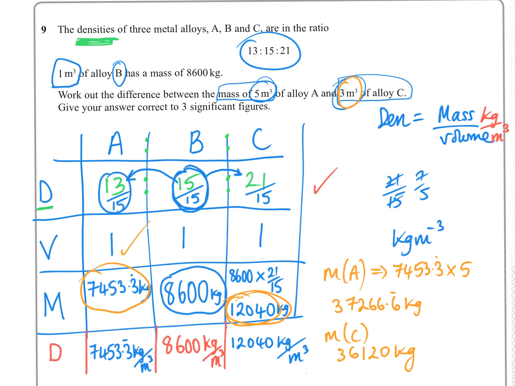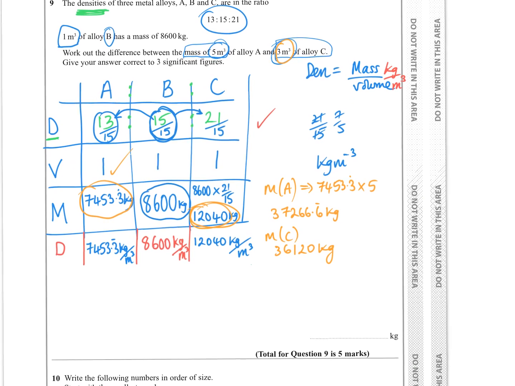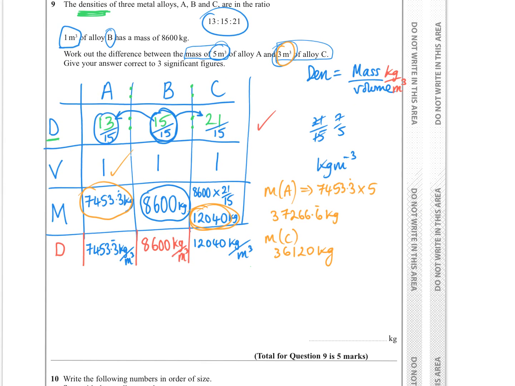And what you have to do is find the difference between those masses. Okay? So in my table here, don't forget this is 1 meter cube, 1 meter cube, 1 meter cube, if that helps. Okay, so we're just going to do the difference between these two, and I'll do that on the calculator. So 37266.6 recurring minus 36120 gives me 1146.6 recurring kilograms.